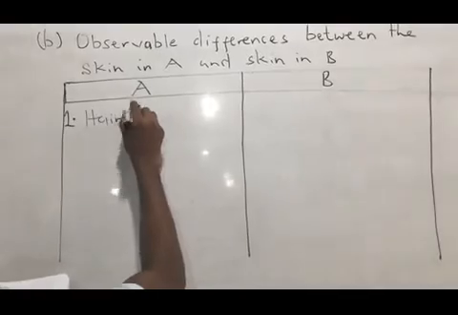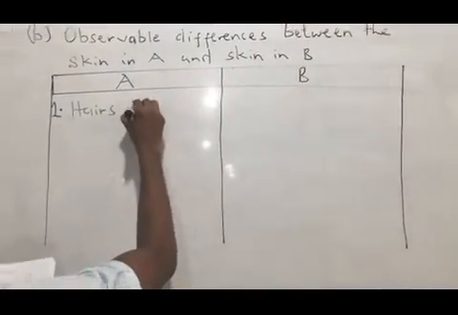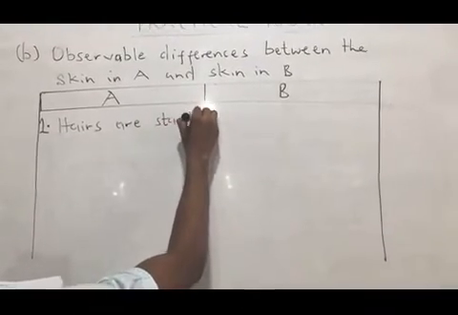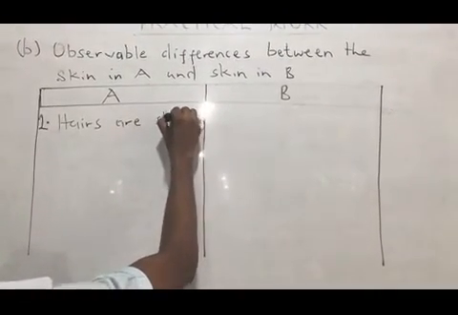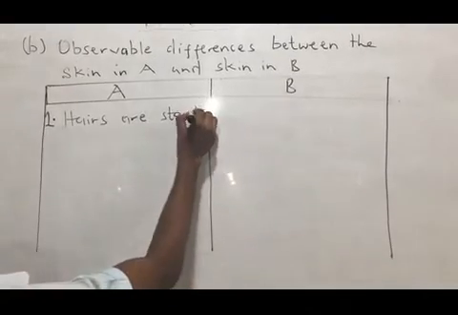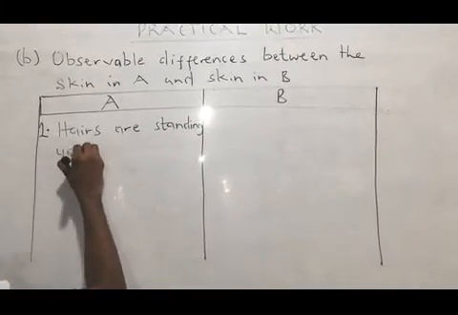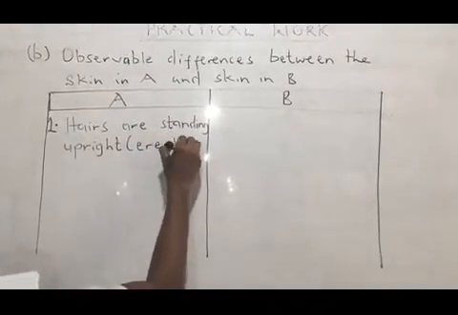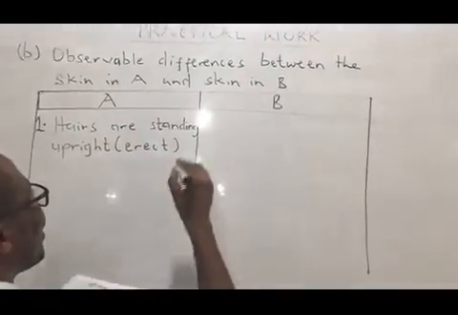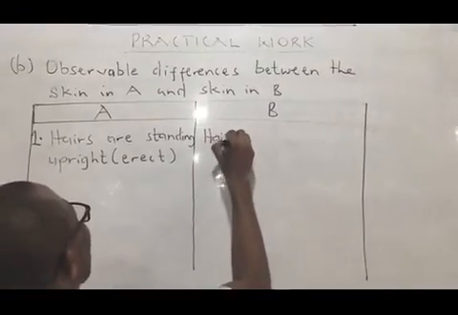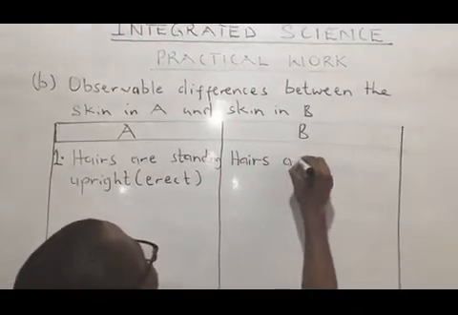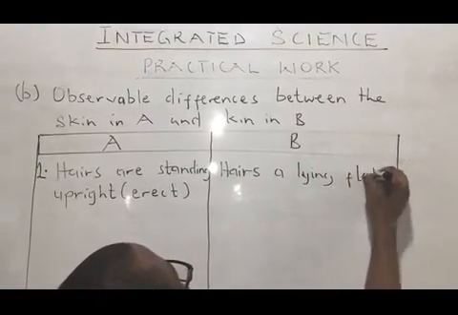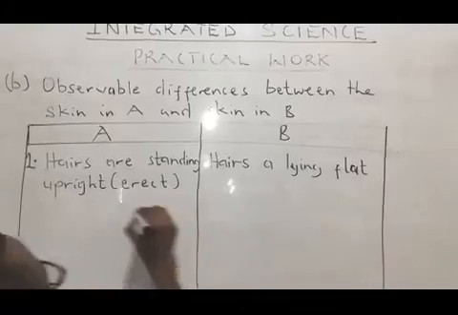So in A, hairs are standing upright, or you can say erect. And here in B, hairs are lying flat.